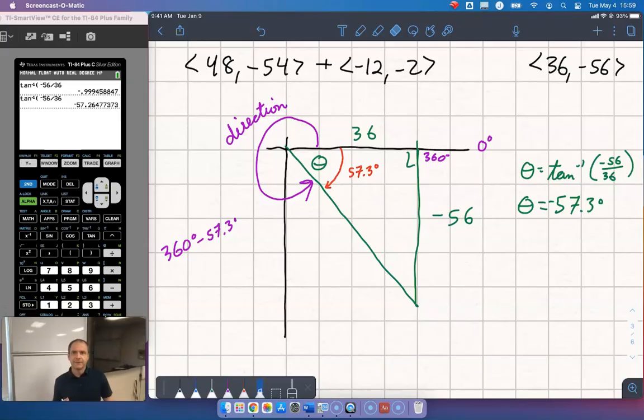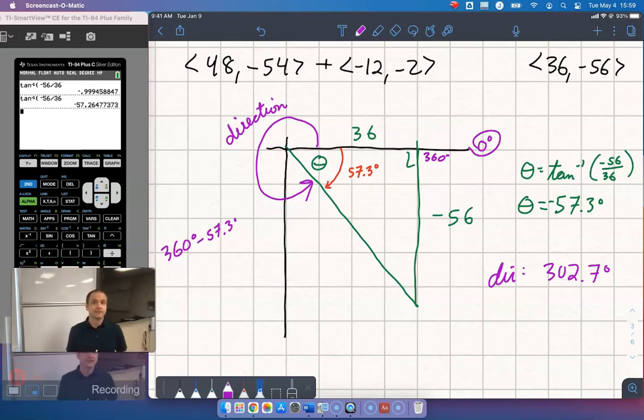In that case, I'm going to get 302.7 degrees. And so my final direction is going to be 302.7 degrees. And that does make sense because that is in my fourth quadrant, which is where my vector is located as well. So keep in mind, direction is always measured from standard position, from 0 degrees. Really important when we start doing our modeling problem, which is what I'm going to go to next.